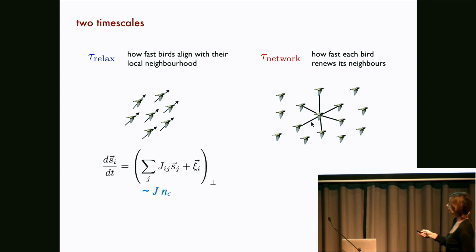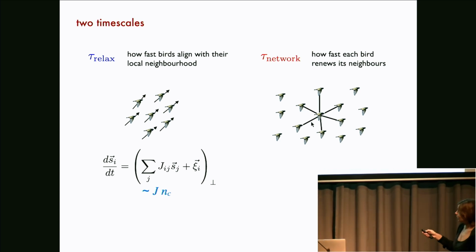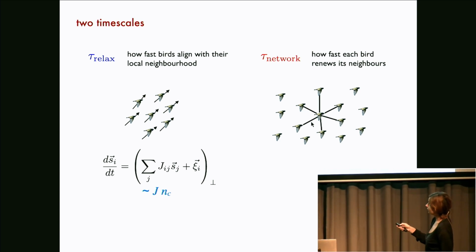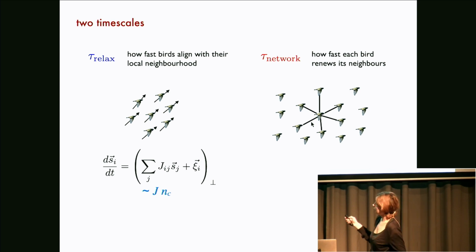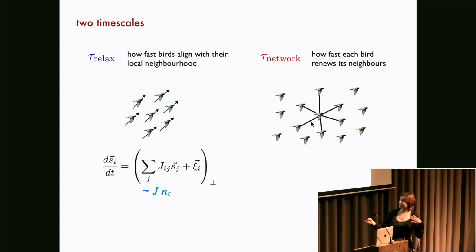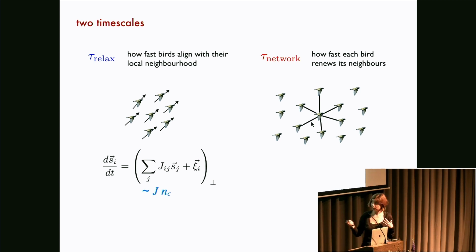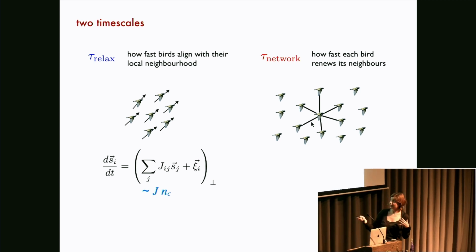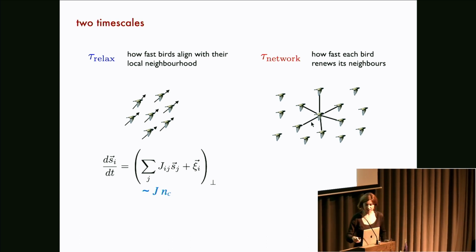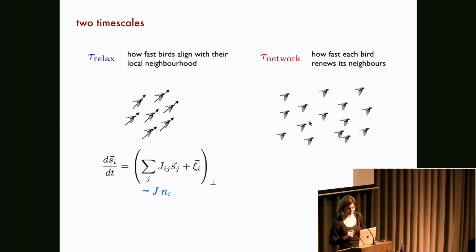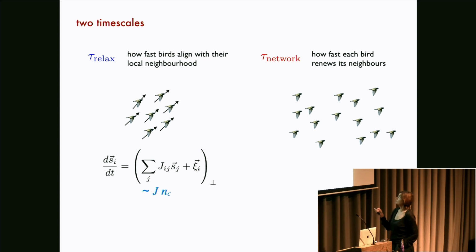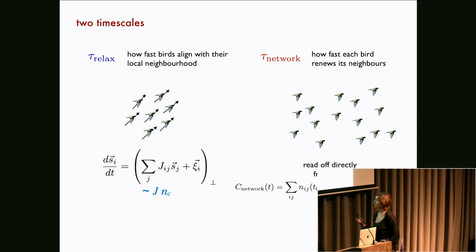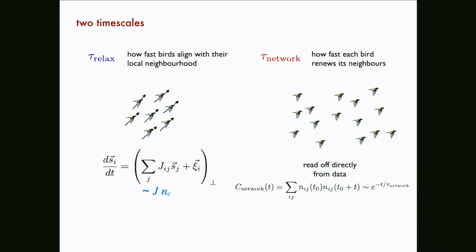Right, so basically the model is that the birds have an orientation, they want to align, and they listen to their neighbors, defined in some way, and they reorient, and there's some noise to it, and that basically sets the interaction range C and the interaction parameter J. And there's a second timescale, which is the network orientation timescale, which is how fast the neighborhood of the birds reorients. And that we can calculate directly from data; it is basically the correlation timescale of how the network rearranges.